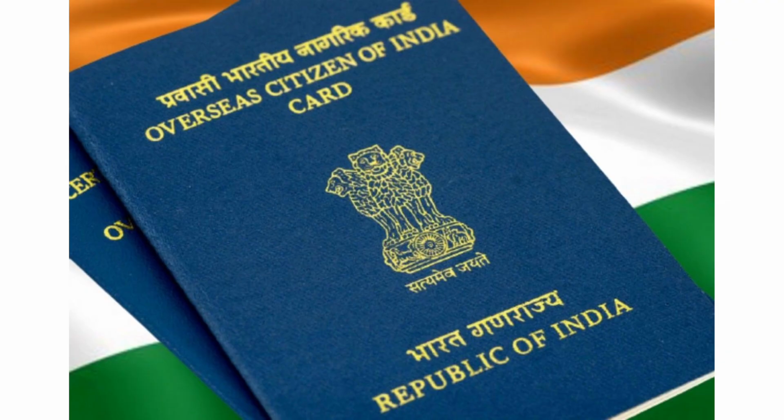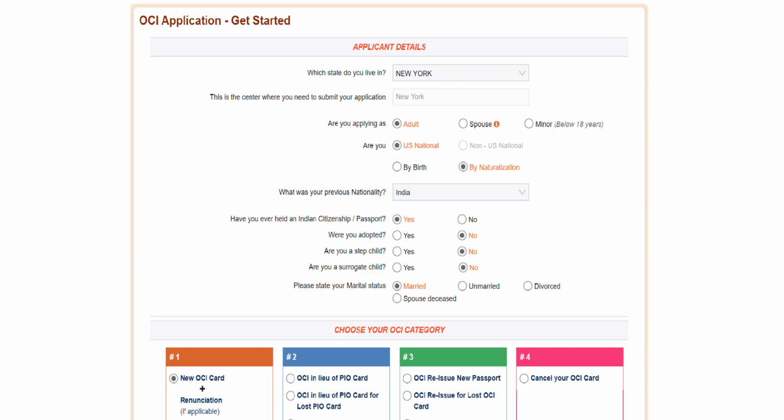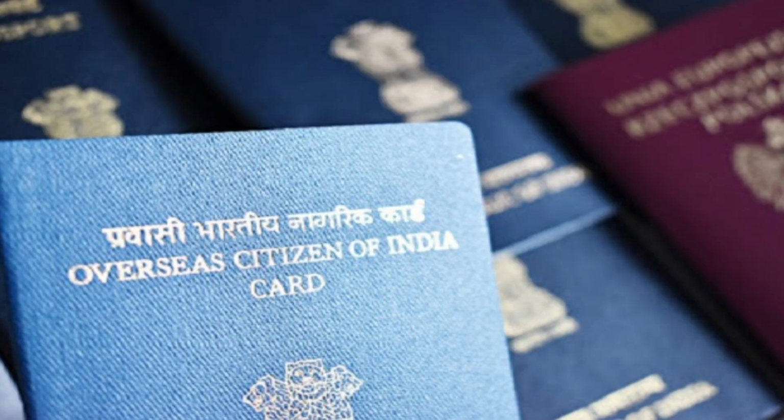So another way would be having the OCI card, and you can apply for this online. The card costs about $275 US, and you can go on the website and apply for it. I can put the link in the description. This is a sure way of getting through because this is confirmatory that you are proof of Indian origin.